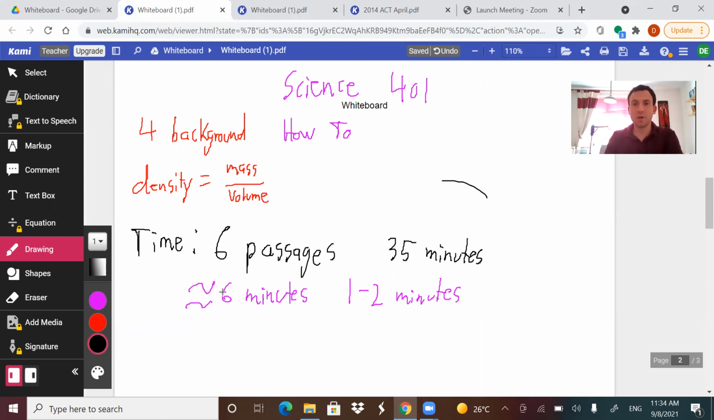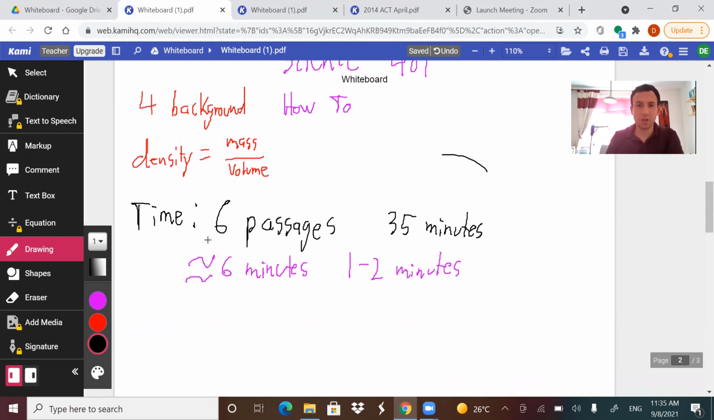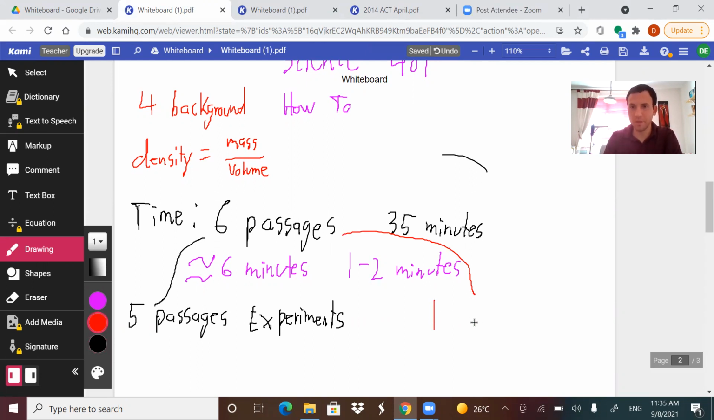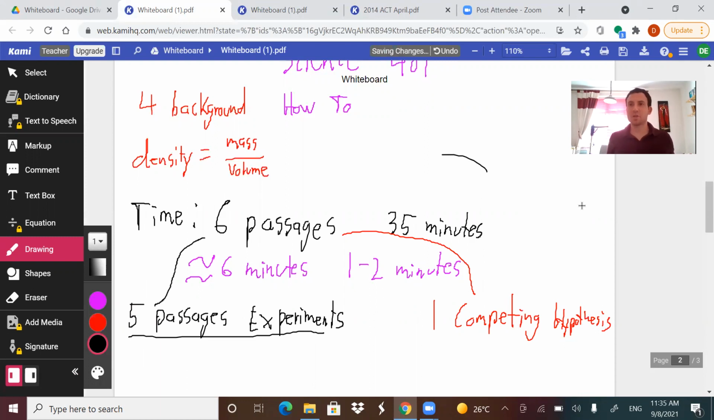Well, out of 6 passages, 5 passages are just going to be kind of experiments, traditional experiments. One of the passages will be competing hypotheses, and we'll talk about how to do both. But let's do this one on the left first. Okay. So the 5 passages that are experiments, they just want to make sure you understand the basics of how an experiment is set up and how the scientific method works.